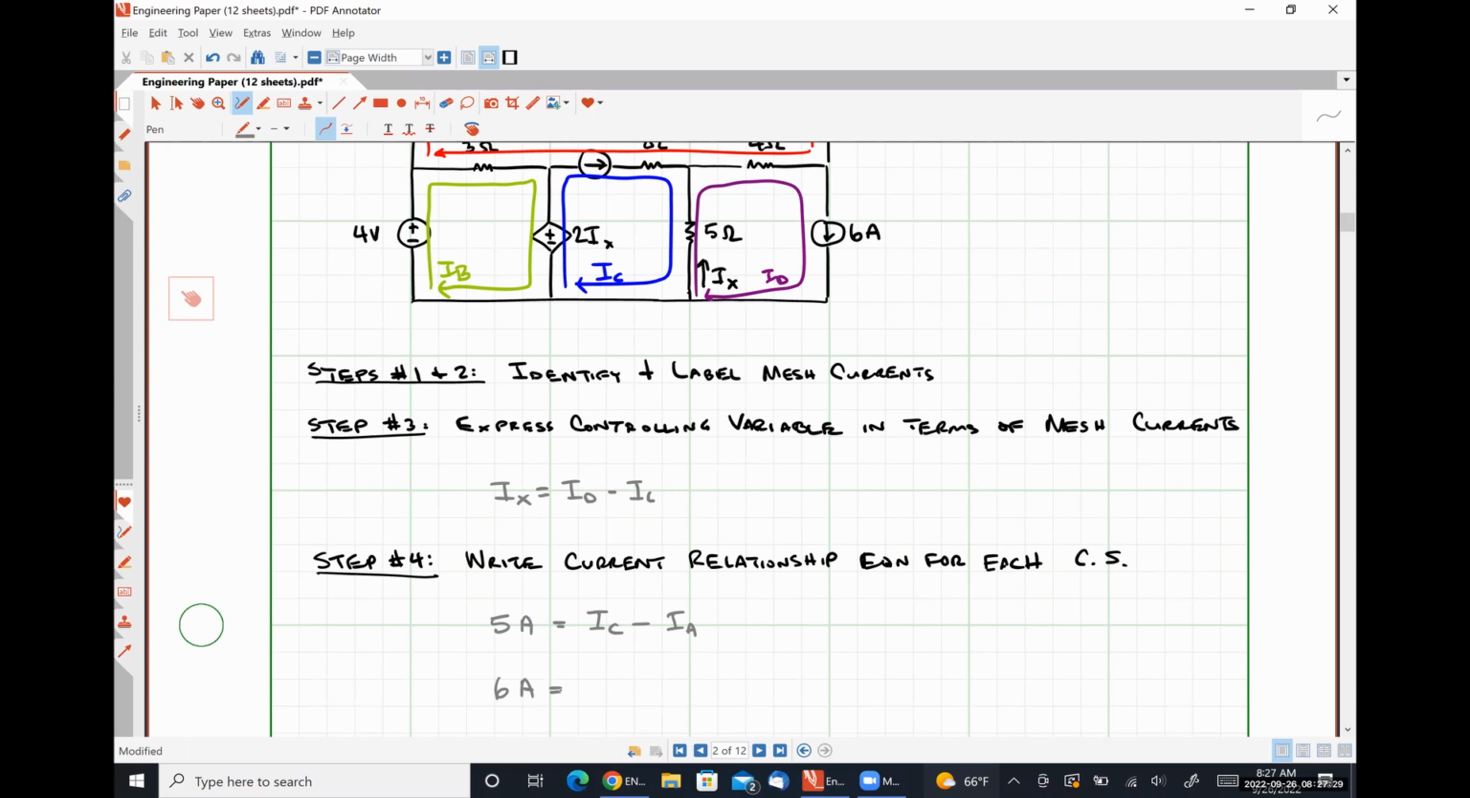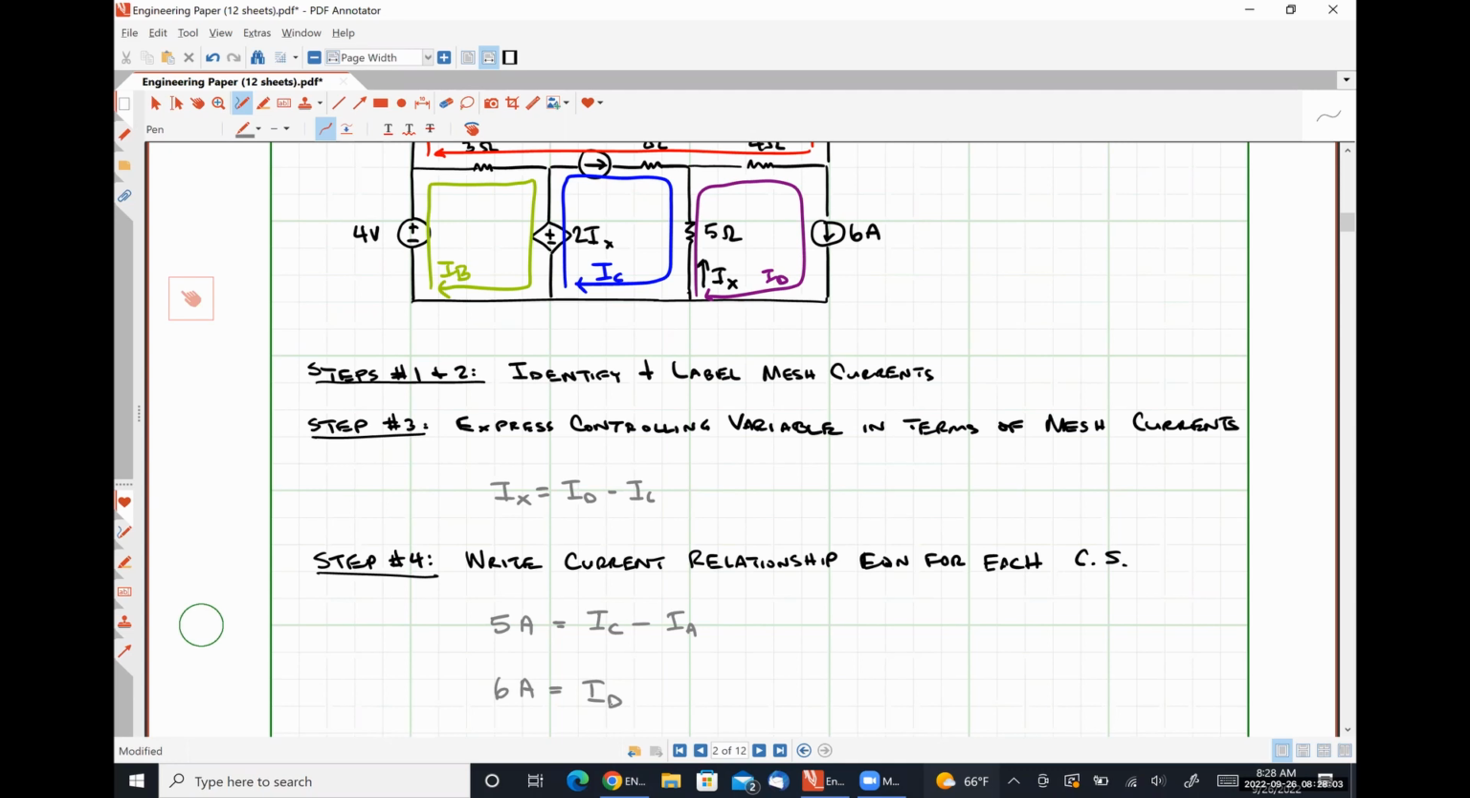Anytime we have a current source on the perimeter of the circuit, it's only going to be expressed in terms of a single mesh current because there's no opposing mesh current flowing through it. So in this case, we would have 6 amps is equal to what? ID. That's it. If the 6 amp current source were directed up, what would we have had? Negative ID, right?